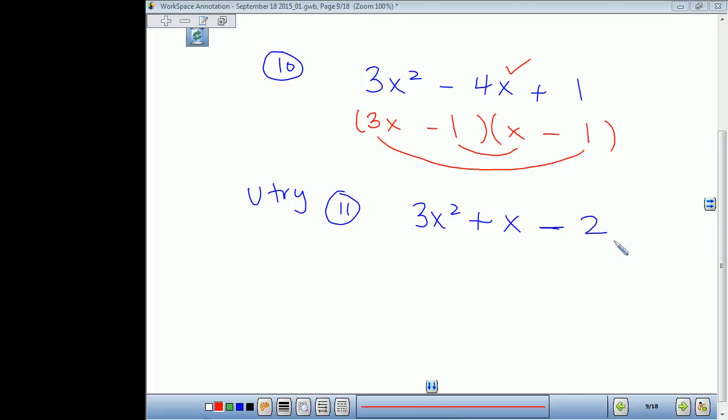All right, you try this one, and you're going to have to play around because we're multiplying to get a negative, and we're adding to get a positive. So you have to play with where you put them. Trial and error.